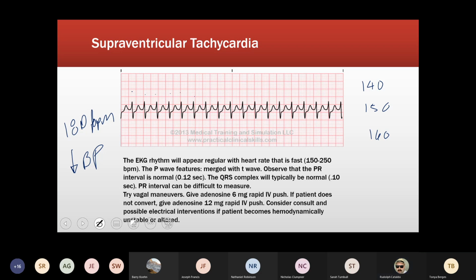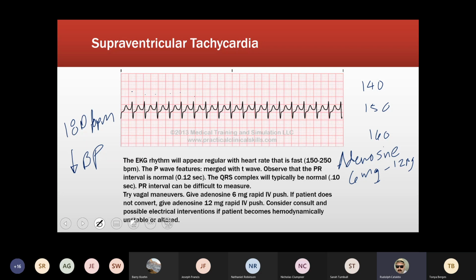Medication-wise, and remember, when it comes to tachyrhythms and bradyrhythms, we have unstable versus stable. In stable patients, or patients we're going to use medication in, we use adenosine. First dose is 6 milligrams, followed by 12 milligrams if needed. And it is a rapid push.